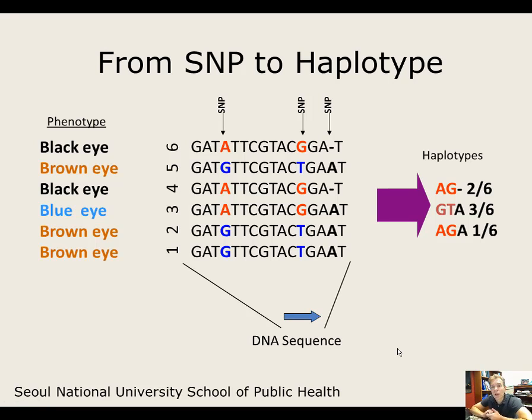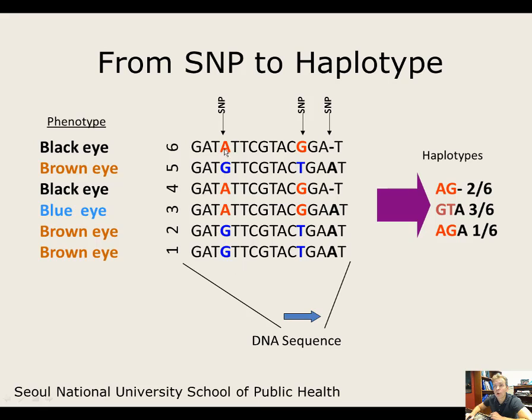Let's look at a specific example. This type of haplotype analysis is really powerful when it's combined with some kind of phenotype. For example, eye color. Here on the left-hand side are the different eye colors, black, brown, and blue. Here in the middle are the different segments of DNA. For simplicity, we're showing a short segment of DNA, but this could be several thousand base pairs. The parts that are highlighted in different colors are the variable bases, the SNPs.